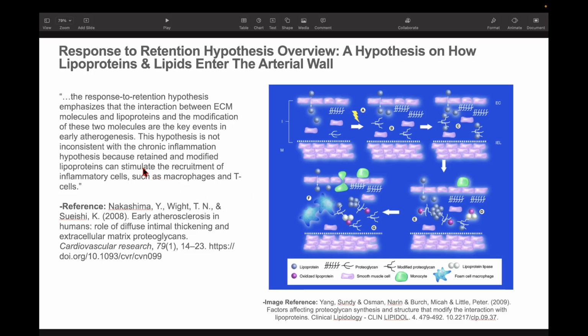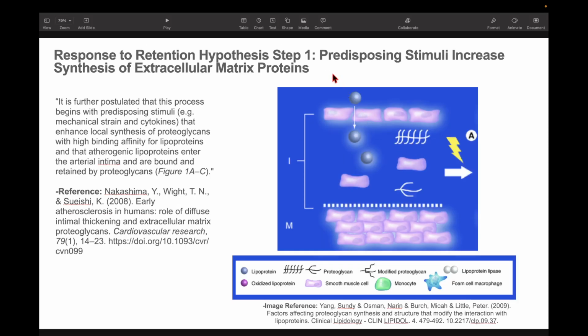So when the lipoproteins are filled with polyunsaturated fatty acids and you have a damaged vessel wall, they can migrate into the vessel wall and get trapped in that extracellular matrix. The macrophages, the immune cells, can sense them because they're oxidized, and those oxidized lipids are going to trigger the immune cells to come in. The immune cells gobble them up, and then, as we'll see in a few minutes, they become something called foam cells, and then they eventually die. And so there's a whole process. We're going to go through the rest of it. So first step in the response to retention hypothesis is predisposing stimuli increases the synthesis of extracellular matrix proteins.